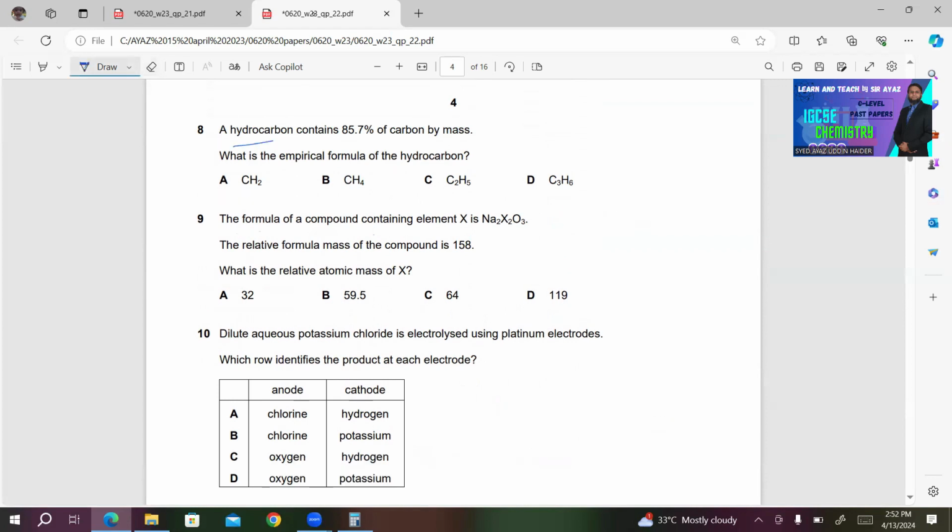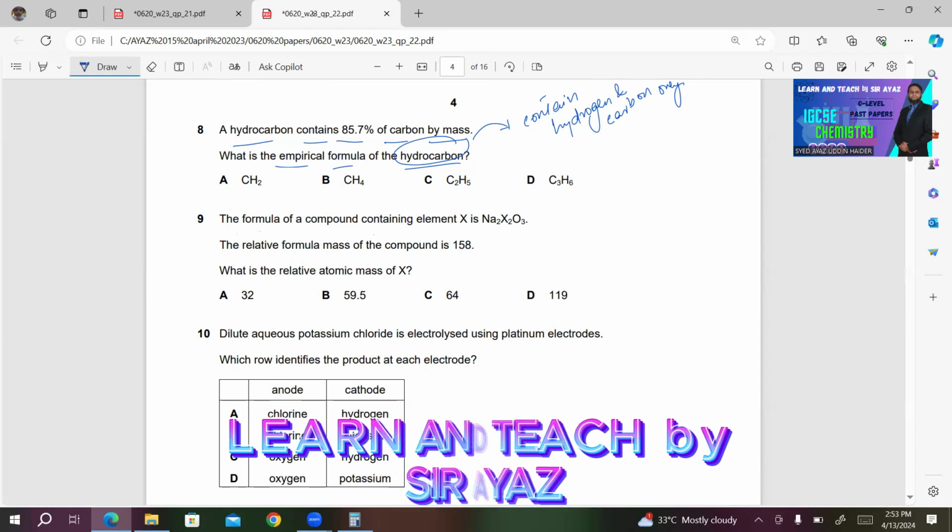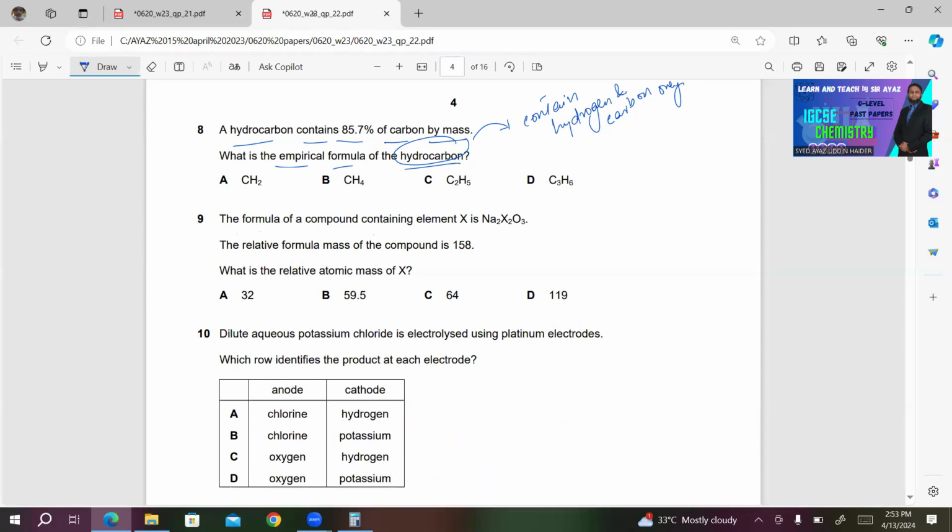Number 7. A hydrocarbon contains 85.7% of carbon by mass. What is the empirical formula of the hydrocarbon? What are hydrocarbons? They contain hydrogen and carbon only. So they mentioned the mass for carbon here. We can find the mass of hydrogen by subtracting 85.7 from 100.